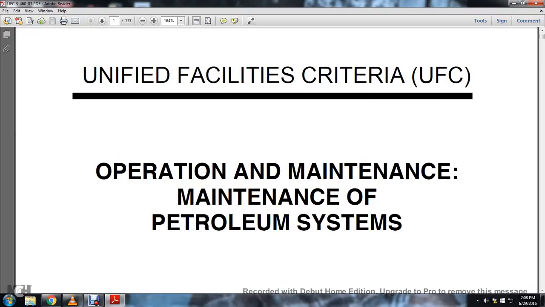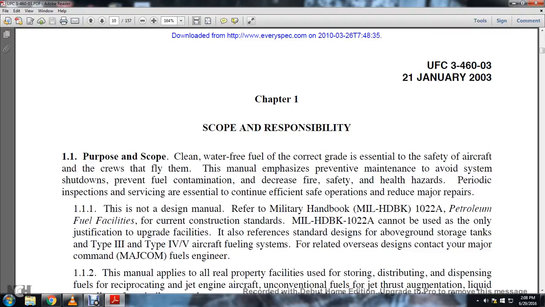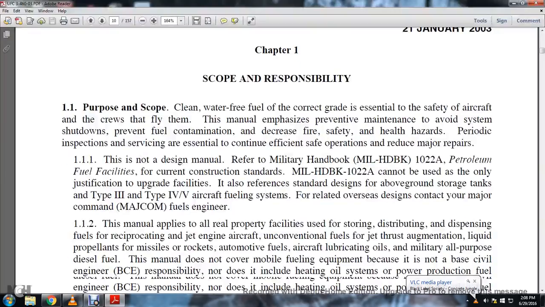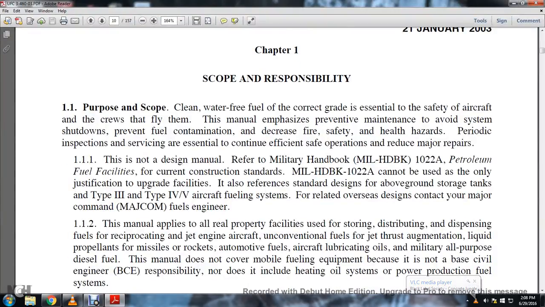Unified Facilities Criteria: Operation and Maintenance of Petroleum Systems. Chapter 1, Scope and Responsibility. 1.1 Purpose and Scope. Clean, water-free fuel of the correct grade is essential for the safety of aircraft and crews in flight. The manual emphasizes preventive maintenance to avoid system shutdowns, prevent contamination, and decrease fire, safety, and health hazards. Periodic inspection and servicing are essential for continuing efficient, safe operation, reducing major repairs. 1.1.1 This is not a design manual.